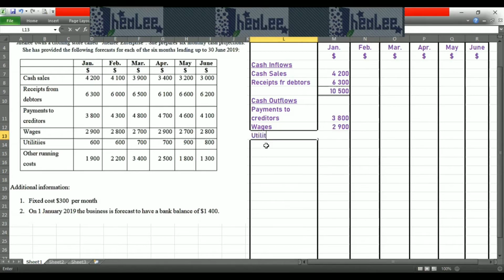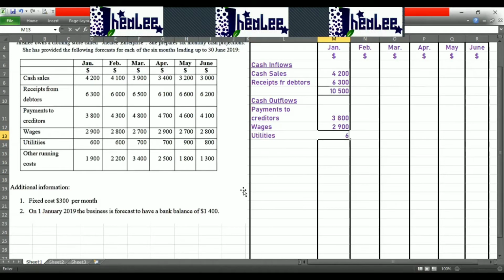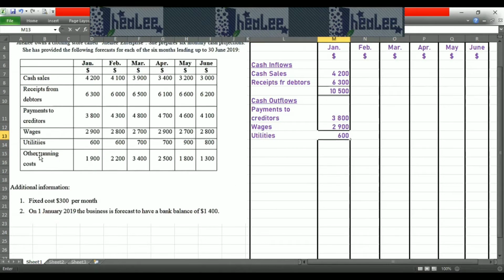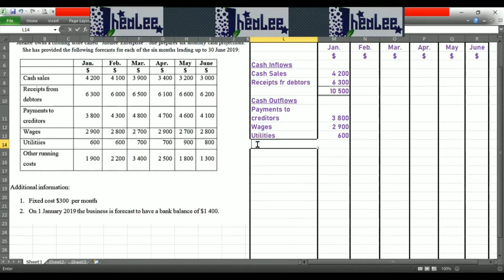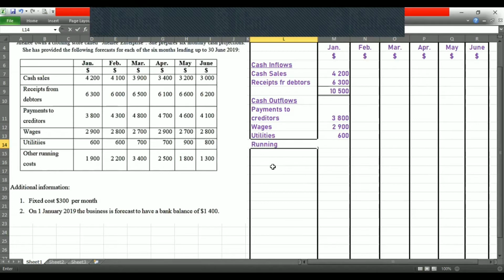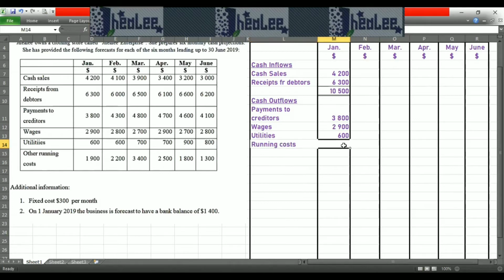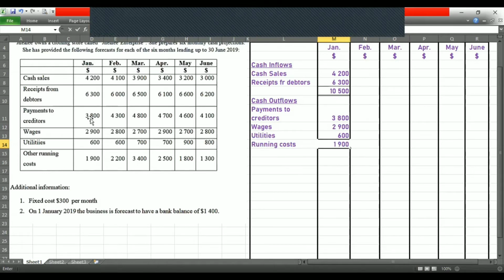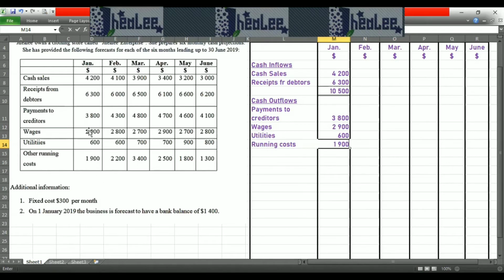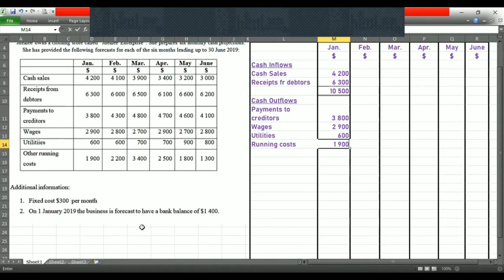Utilities is also an outflow. Utilities is an expense, so that is an outflow. You have to pay for that, so that's 600. Other running costs incurred by the business, those are expenses, so that would be an outflow, and that value is 1,900.